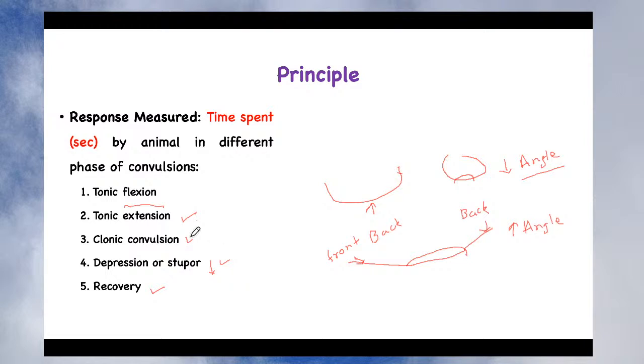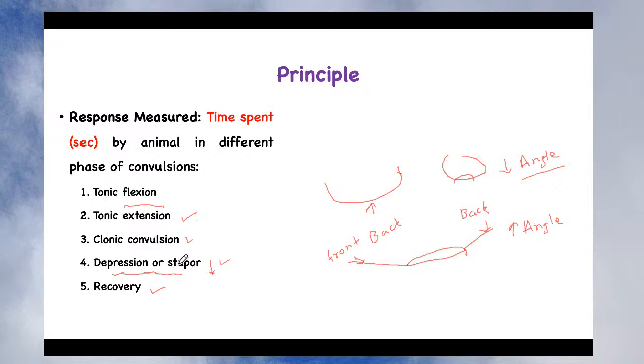Third one is clonic convulsion. Clonic convulsion is characterized by synchronized movement of the whole musculature of the body. Fourth is the depression or the stupor phase. It is the intermediate phase between clonic convulsion and the recovery, where the animal is not completely recovered. It is still unconscious. Although it is partially recovered, it is still not conscious. If you tap the table or try to pinch the animal, it will not show a response, right? That indicates the stupor phase.